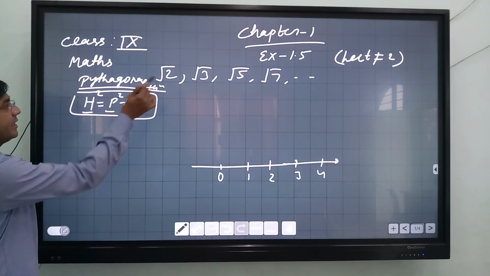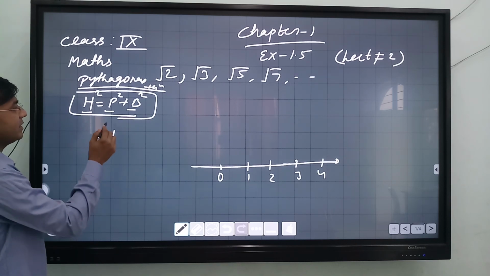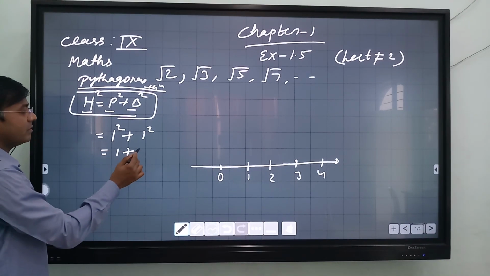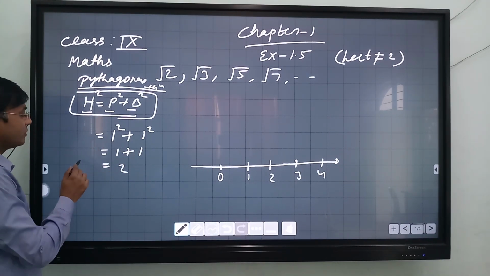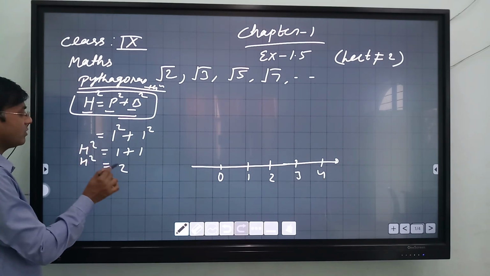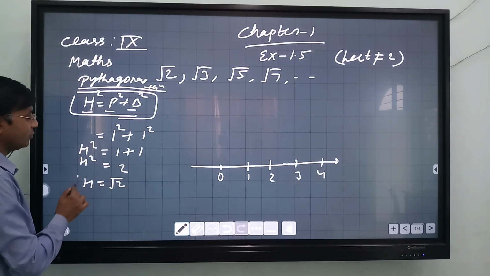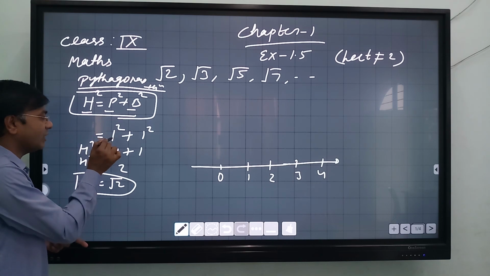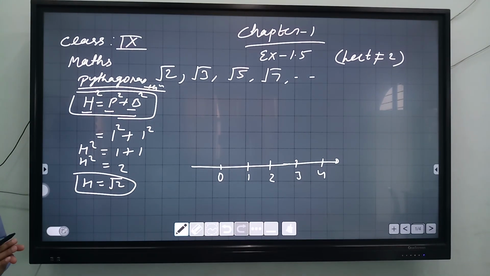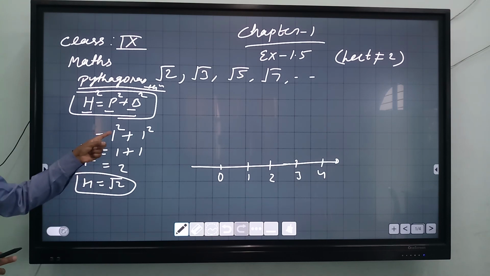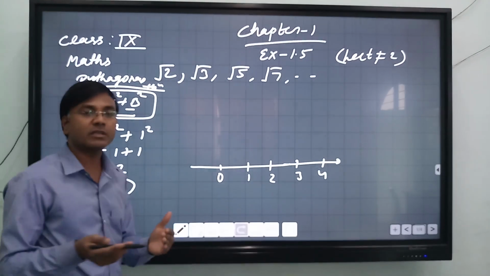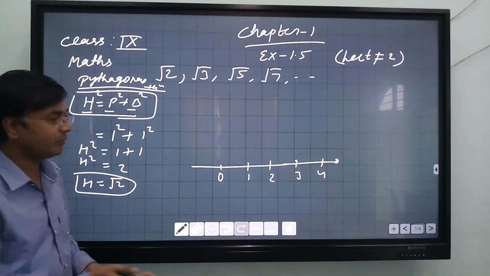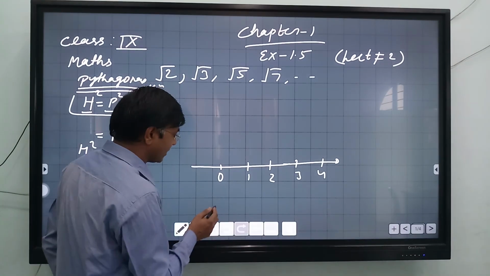See, this under root 2 can be written as, if I take p as 1 and b also 1. So 1 square is 1, 1 square is 1, that is 2. So h square equals 2 and h equals under root 2. Suppose we have to show under root 2 on the number line, so we take perpendicular as 1 unit and base as 1 unit. To get the value of under root 2, take p and b both as 1. 1 unit may be taken as 1 centimeter, or even 2 centimeter or 1.5. It is up to you, because we can convert those numbers also.